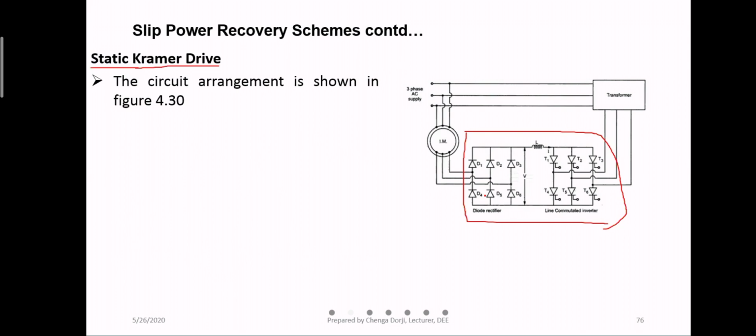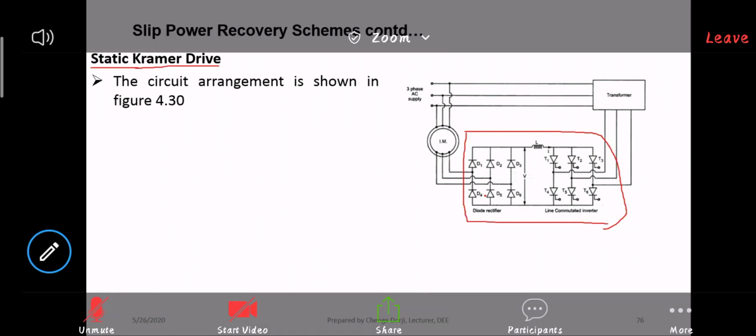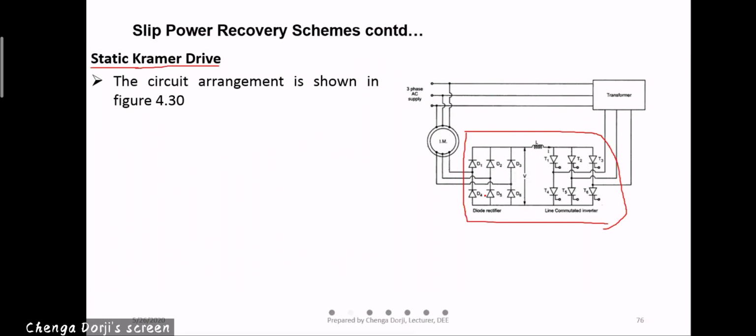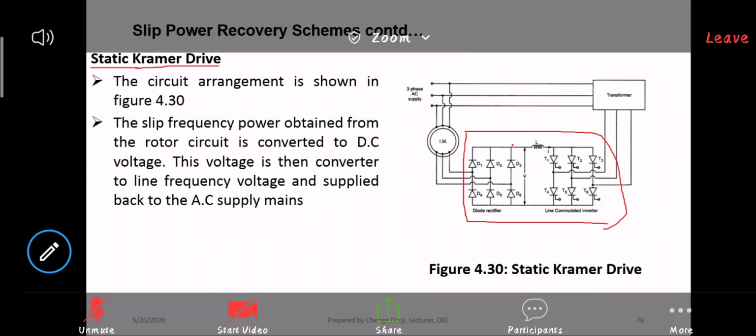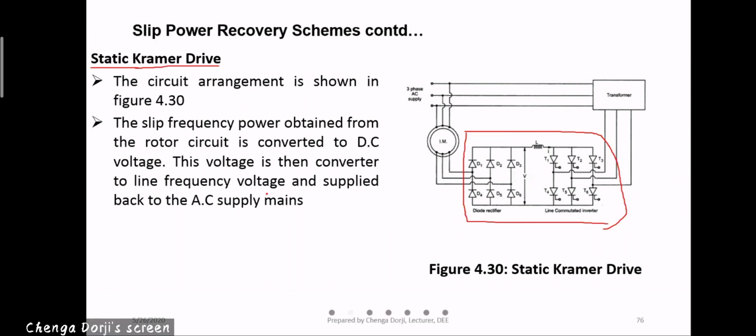So this part is the static Kramer. You have a diode rectifier and then a line commutated inverter. Here the slip frequency power obtained from the rotor circuit is converted to DC voltage with the help of this circuit, and then this voltage is converted to line frequency voltage and supplied back to the AC supply mains. Okay, so this is how it is given.